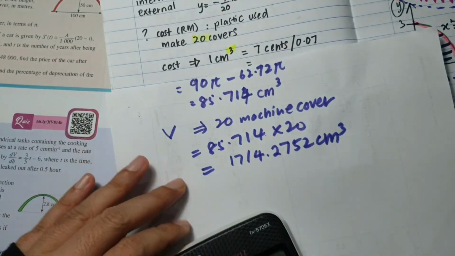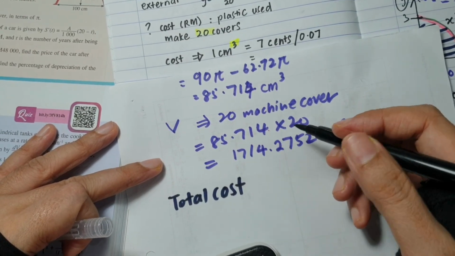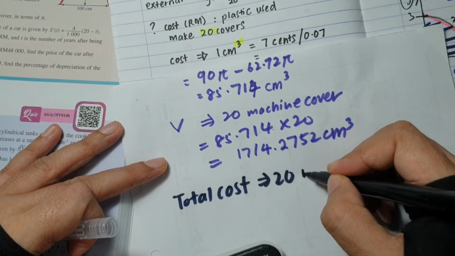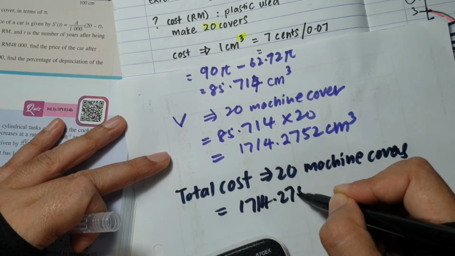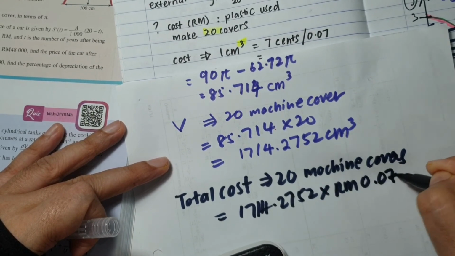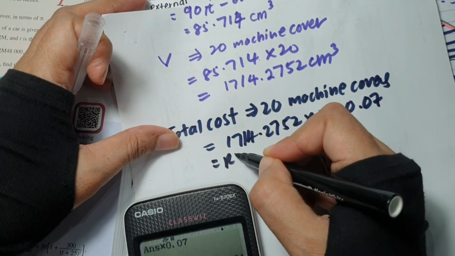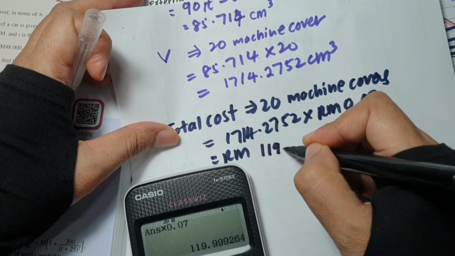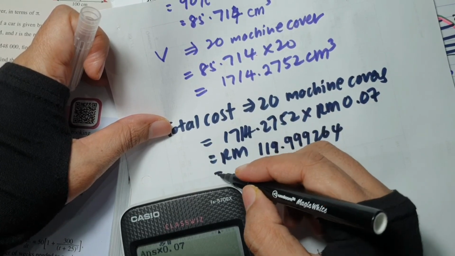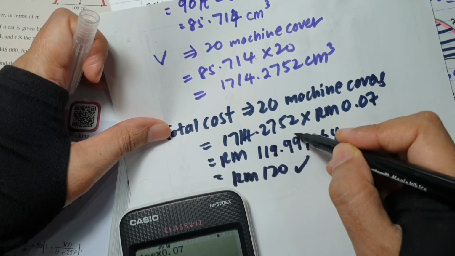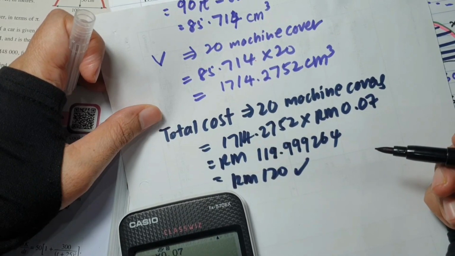So total cost of the plastic filament used to make 20 machine covers, okay, is given by 1714.2752 times RM 0.07 cent times dengan 0.07. Okay, kita dapatlah RM 119.0999.264. Okay, boleh round off, dia jadi 120 boleh. Sebab ni 9 kan, kalau kita ambil 4SF, this one plus 1 become 9 plus 1 0, plus 1 lagi 120. Okay, boleh bagi jawapan 120.